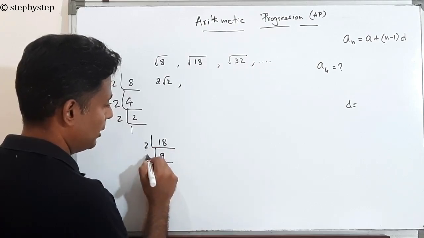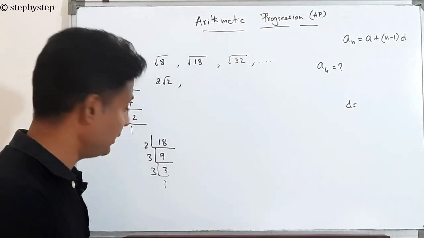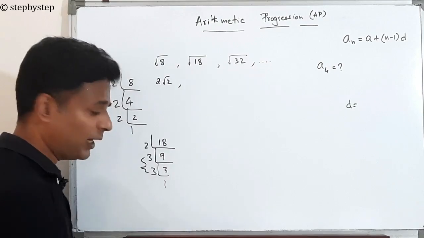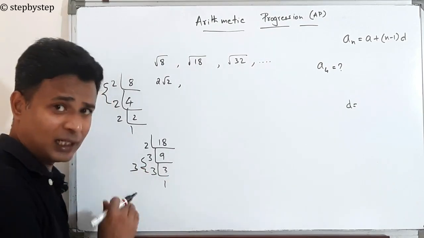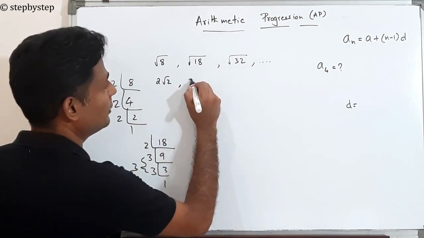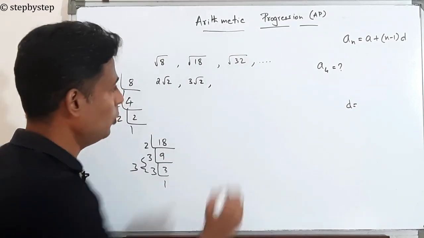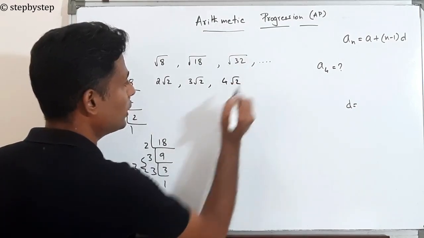2, 9, 3, 3, 3, 1. You have factorized it. There is one pair of 3, which means it will become 1, 3 and come out. What remains inside? Root 2. So this becomes 3 root 2. If you check for root 32, you will get 4 root 2.